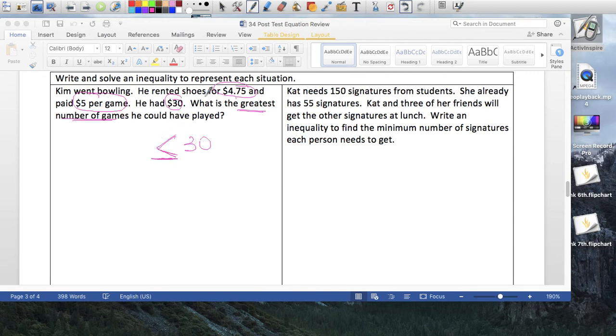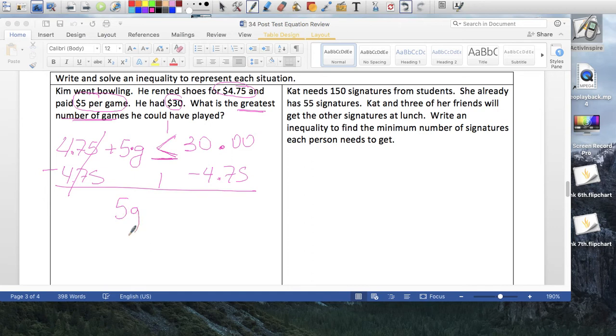So, what did he rent? He rented shoes. So, the shoes, they cost $4.75, plus $5 per game. Now we can do this, right? Minus 4.75. So this one doesn't have a decimal, so I'm going to put a decimal, 0 and 0. That goes like that, 5g, less or equal.